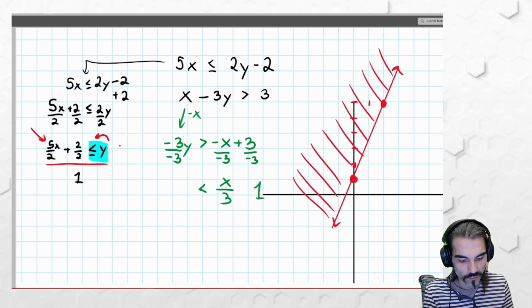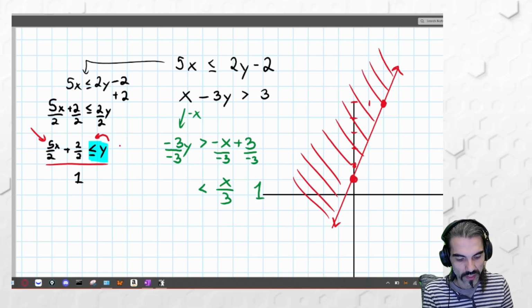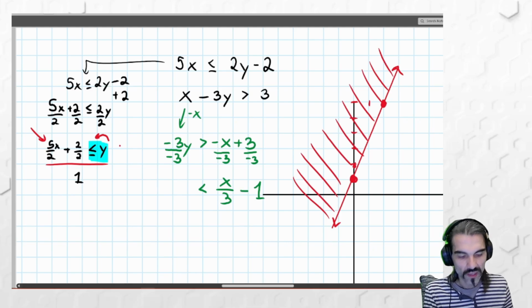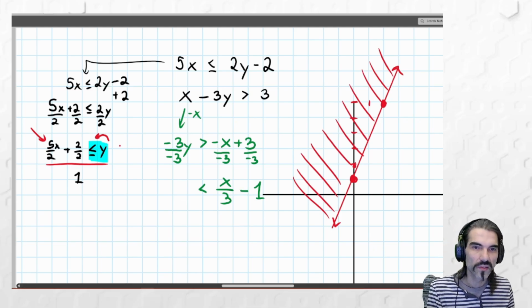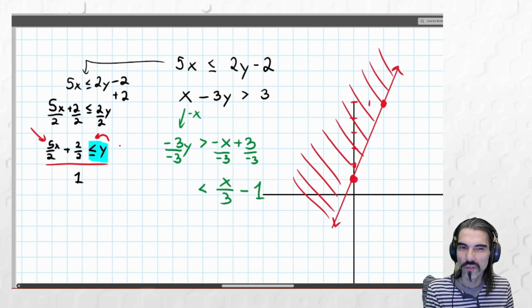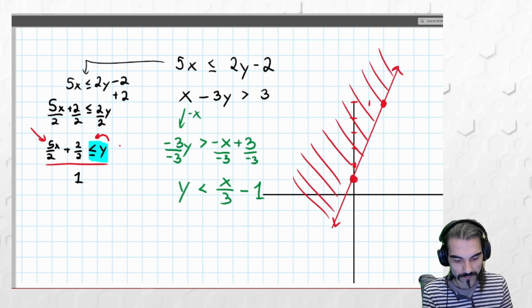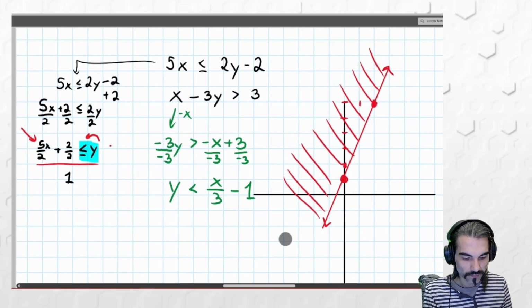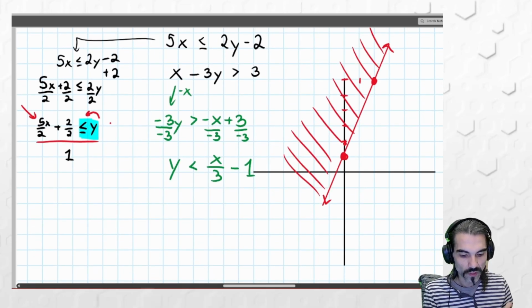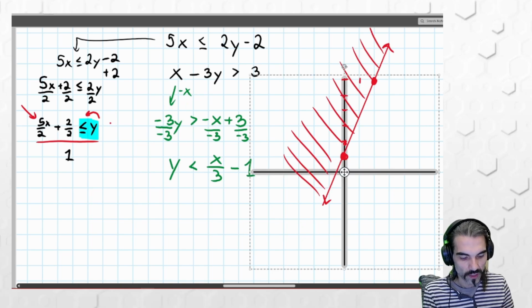And that's going to be a negative 1 because we had a positive 3 divided by a negative 3. That makes a negative 1. So it was positive, now it's negative. And that's really the reason for the flip of the sign, because a negative multiplication or division will flip everything around on its head. There we go. Now we're going to go down 1 for our y-intercept.